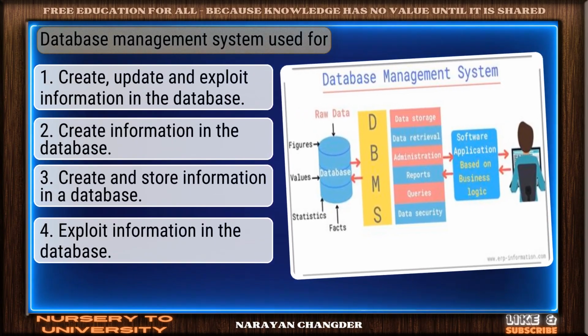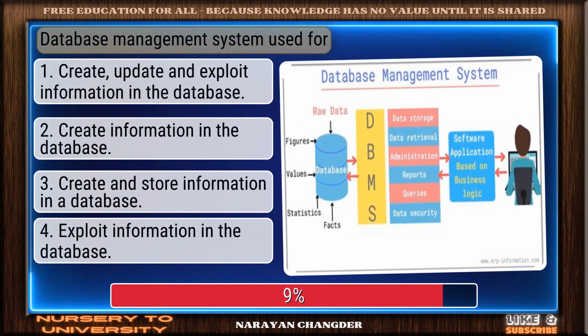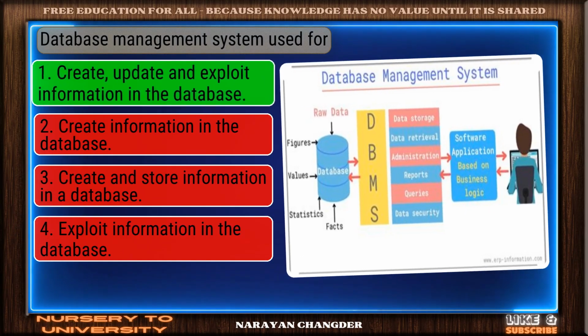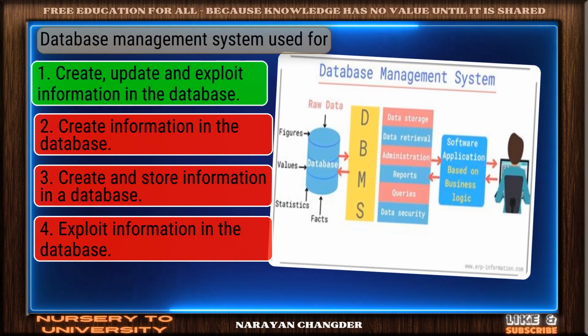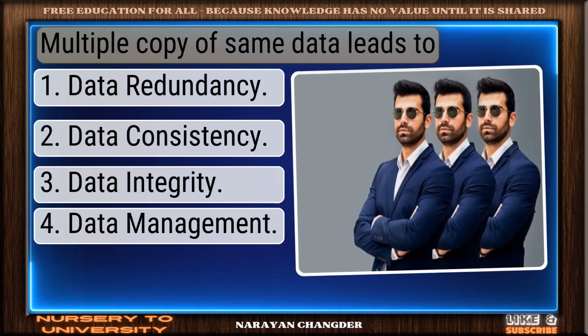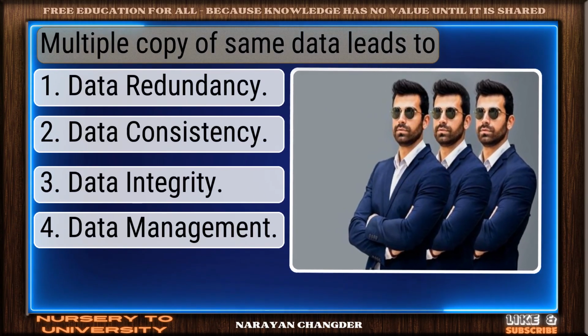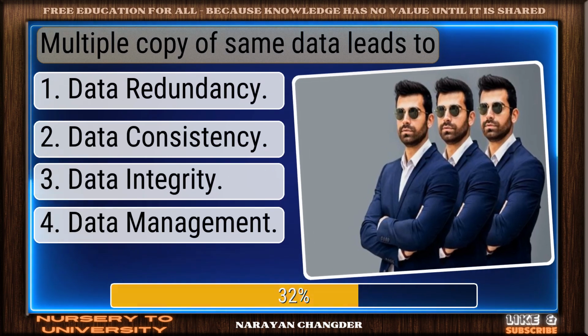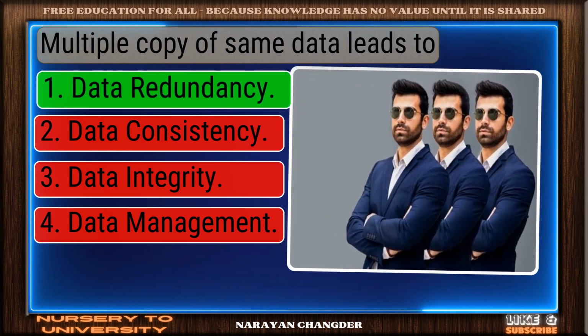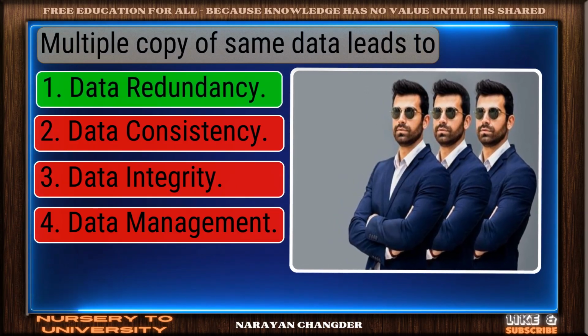Question number 51. Database management system used for. Nice selection. Create, update, and exploit information in the database is the correct and valid answer. Question number 52. Multiple copy of same data leads to. Smart move. Data redundancy is an accurate answer.